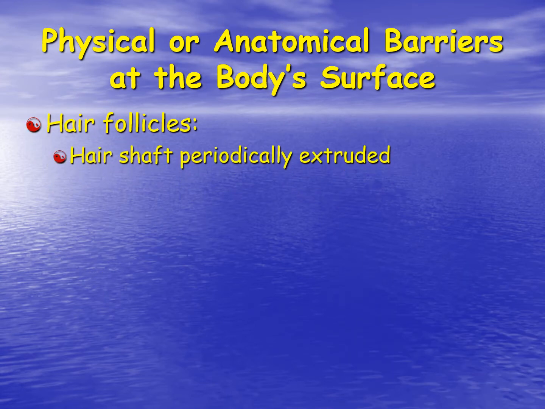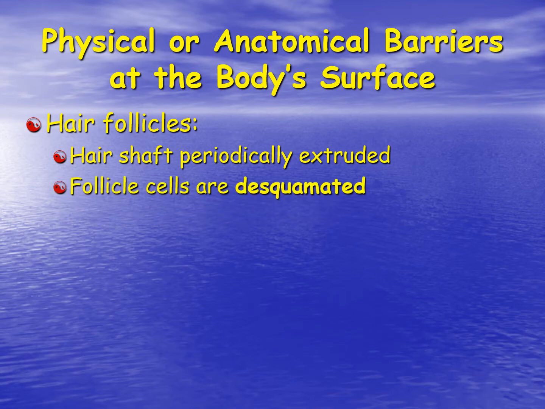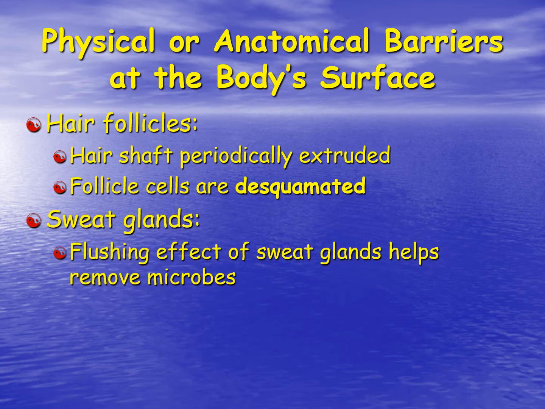Hair follicles. The hair shaft periodically is extruded, just like the epithelial surface cells. And so the follicle cells are actually desquamated, they're sloughed off, and the hair is actually sloughed. Sweat glands, the flushing effects of the sweat coming out of the sweat ducts actually helps remove microbes from the surface of the skin and within the glands themselves.